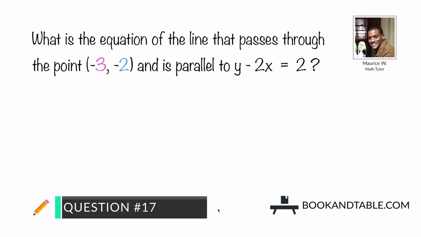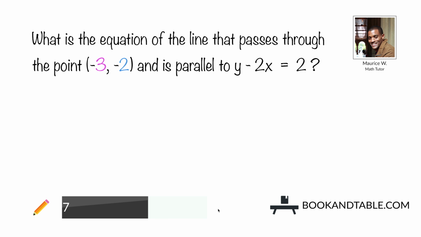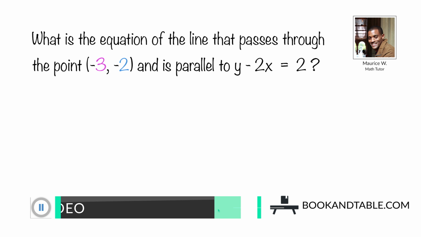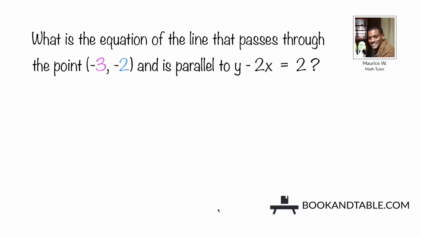Question number 17. What is the equation of the line that passes through the point (-3, -2) and is parallel to y minus 2x is equal to 2? Pause the video, answer this question, and then press play when you are ready to begin.